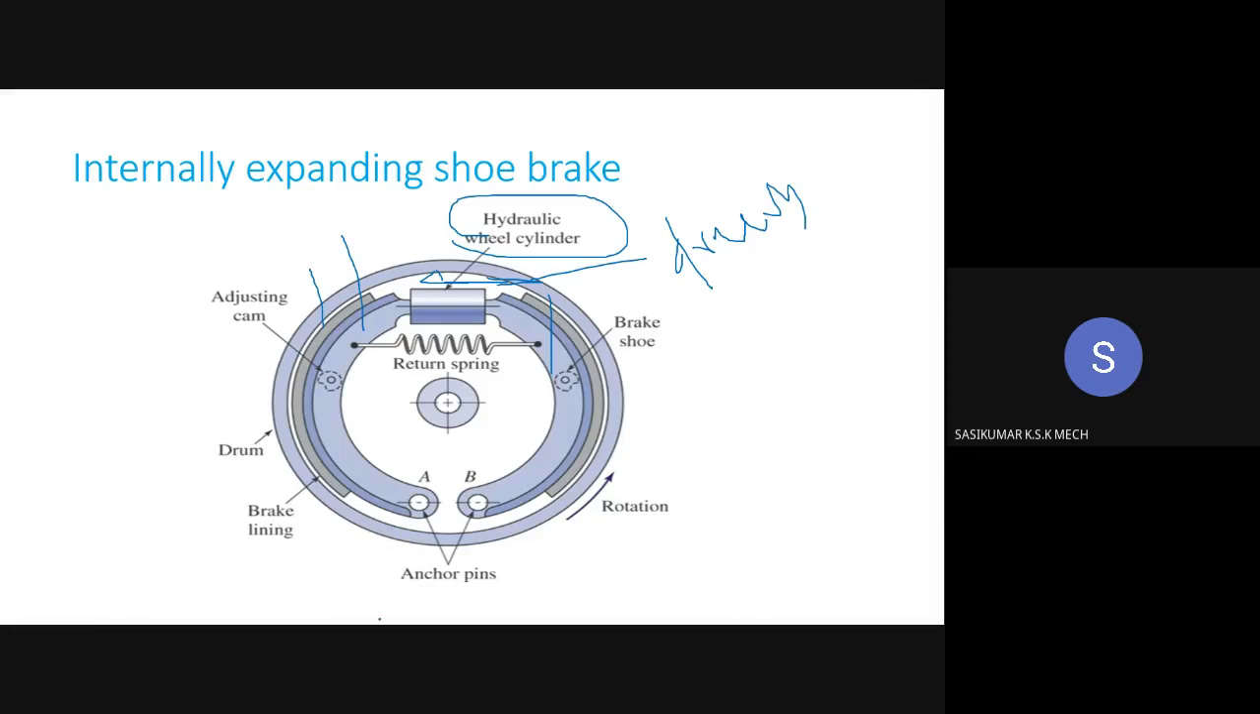In general, band brakes are used for non-automobile applications. In some cases, for example, if you want to stop a machine, you may use the band brake instead of an internal expanding shoe brake. Compared to the internal expanding brake, the band brake has easy maintenance. So one of the advantages is the easy maintenance of the band.